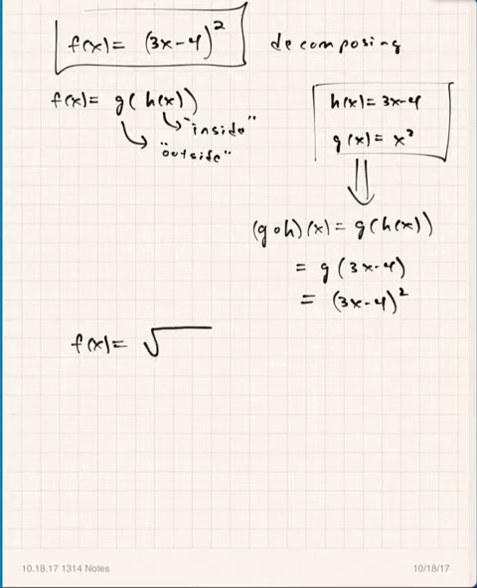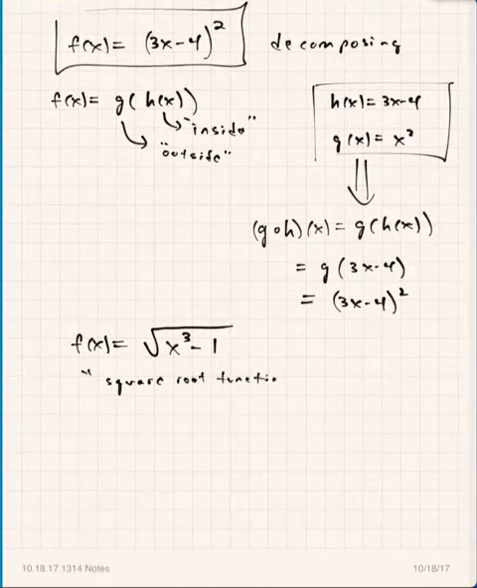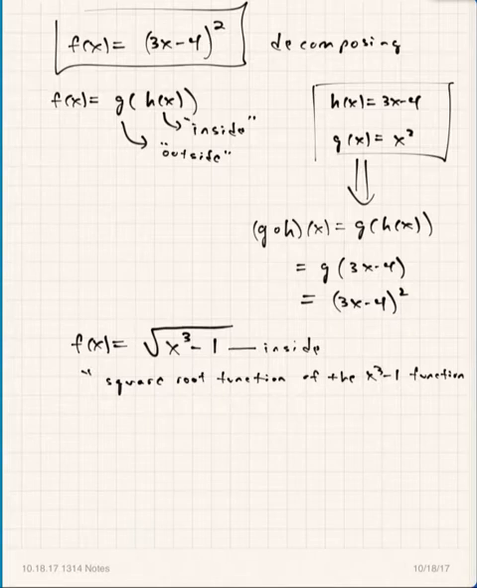Let's say we have the square root of x cubed minus 1. The square root of x cubed minus 1. So in words, what is this? This is the square root function of the x cubed minus 1 function. So what would be the inside function here? The inside function would be our x cubed minus 1. That's our inside function. And the outside function would be the square root function. That would be our outside function.